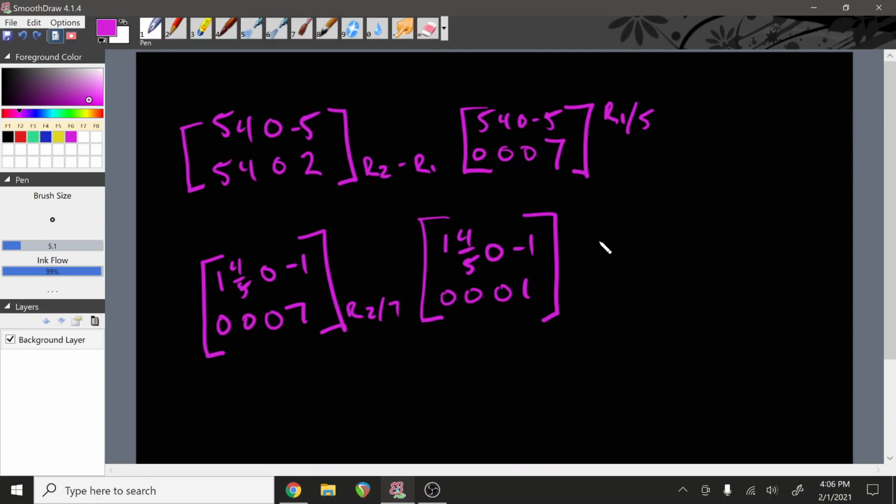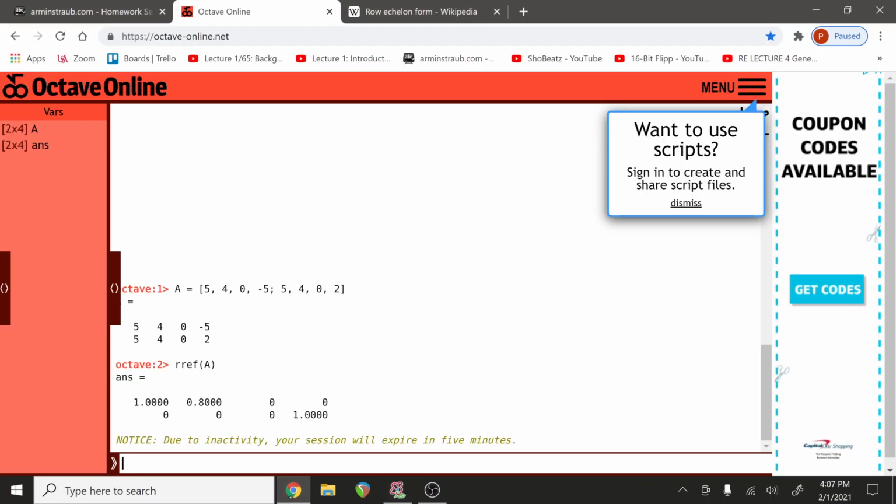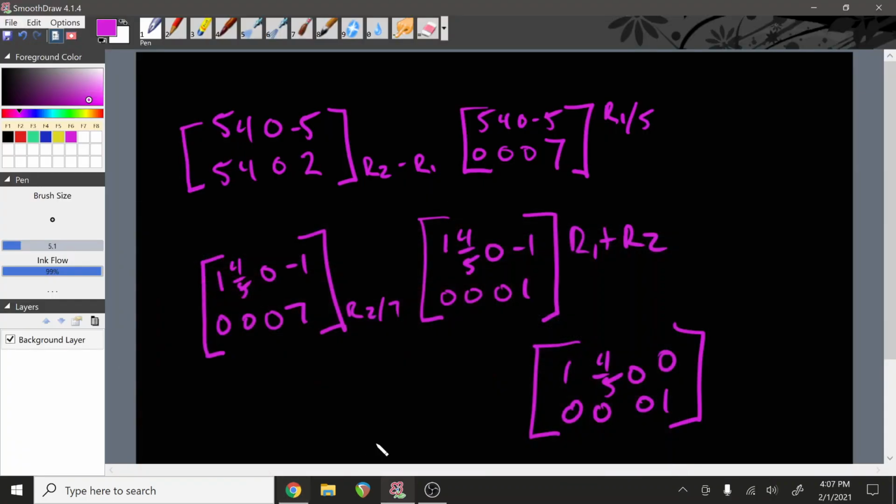So in order to do that, we're going to take row number 1 and add row 2. So add row 2, and then here we can do 1, 4 over 5, 0, and then that'll be 0 finally, and then we have 0, 0, 0, 1, and then that is our finished answer, which is consistent with what we have here. That's it.